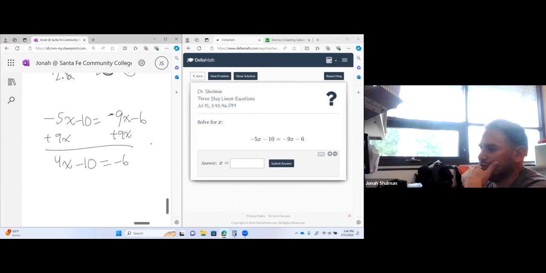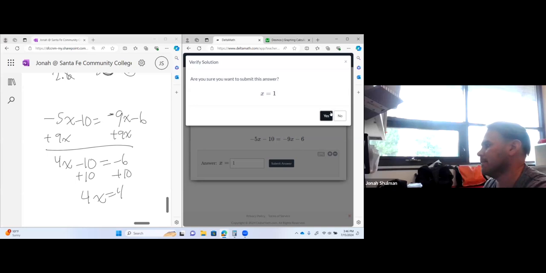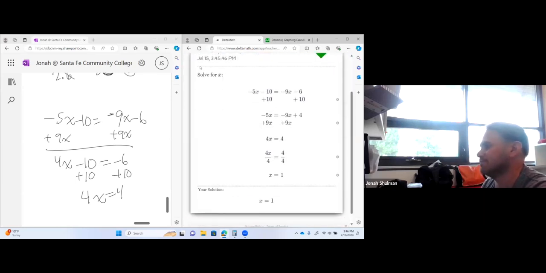Now I'm going to add 10 to both sides. I'm going to be left with 4x equals 4. So what does x have to be? We divide both sides by 4. We're just going to get a 1. Here's all your steps.